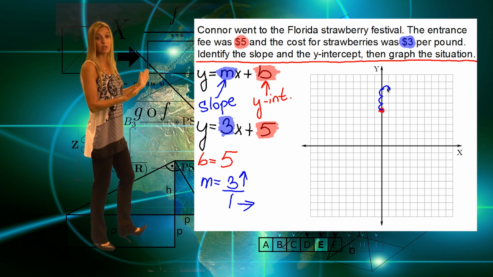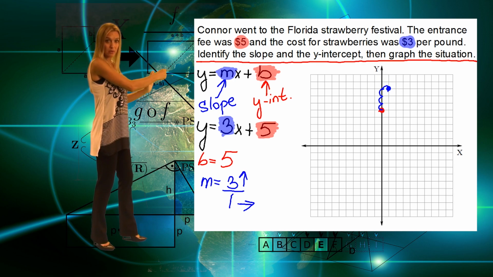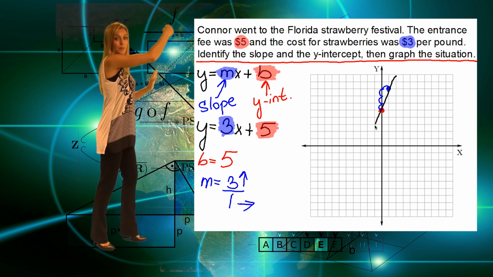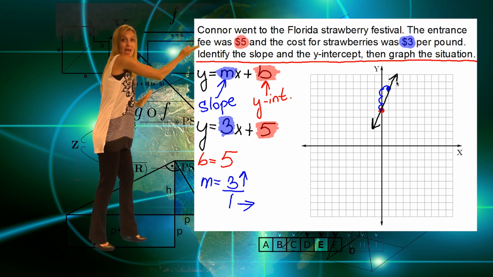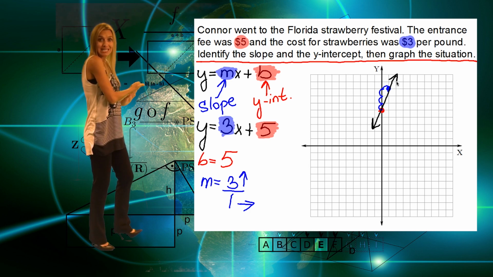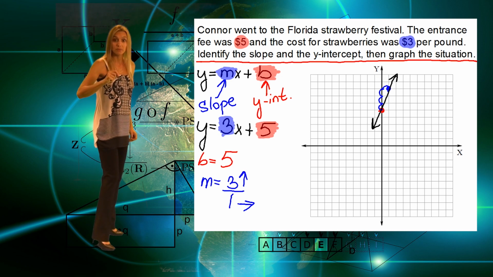I did not change the value. Since it's positive 3, from my starting point, from the 5, I go 3 units up, 1 unit over. I connect my points, and that is my line. That is the graph for this example.